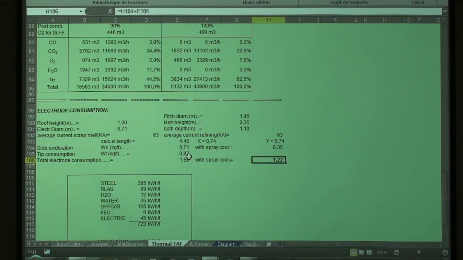With spray cooling, tip consumption doesn't change, but side consumption is just 50%. Because of the spray cooling, the consumption is decreased. You come from 0.7 down to 0.35, because you have just half the length of the electrode which is red. The rest is black, but tip consumption remains the same.